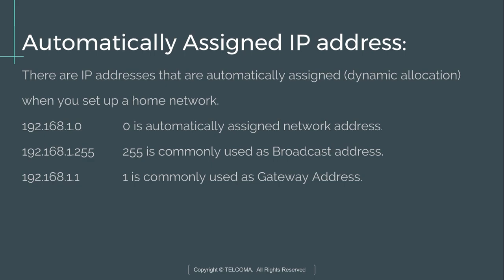In 192.168.1.1, the 1 is commonly used as a gateway address. So these are the automatically assigned IP addresses in the network. So this is all about network addresses.